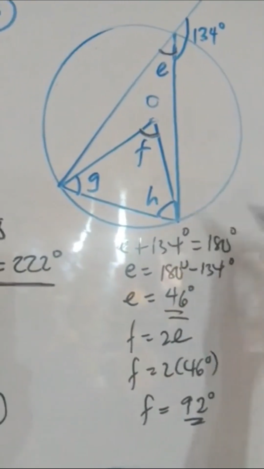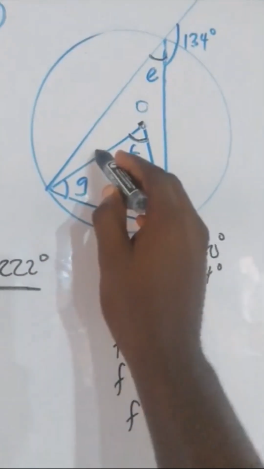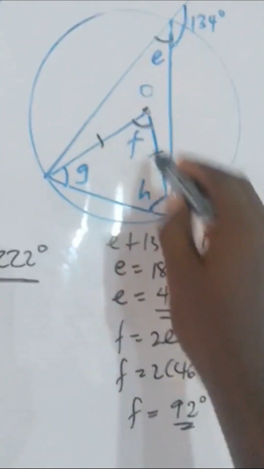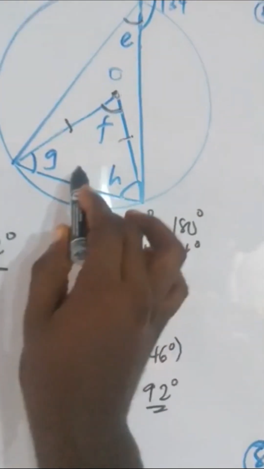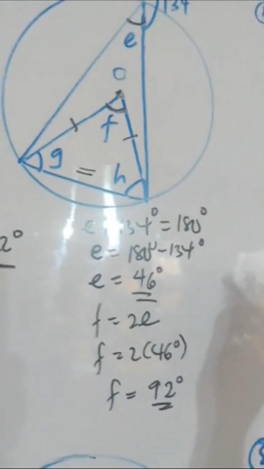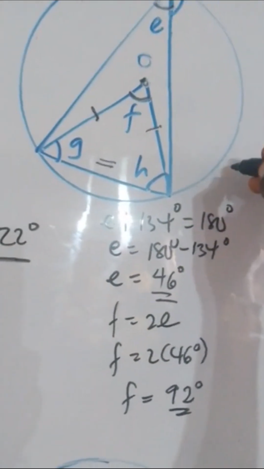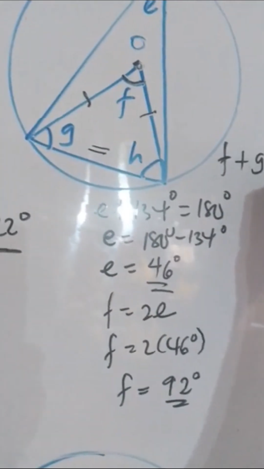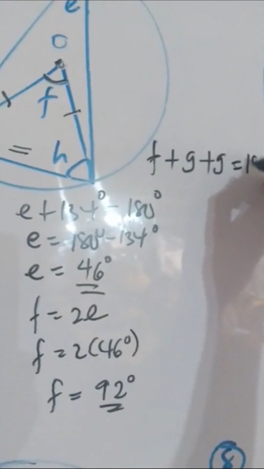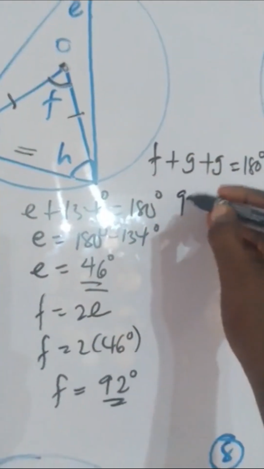Now, if you observe, this is the center, this is the circumference. So this is a radius. So this triangle is what? It's an isosceles triangle. So it means the values of G and H are equal. G and H are equal. So we can say F plus G plus, instead of H, I can write G again, must give us what? 180 degrees. What is F? 92 degrees.